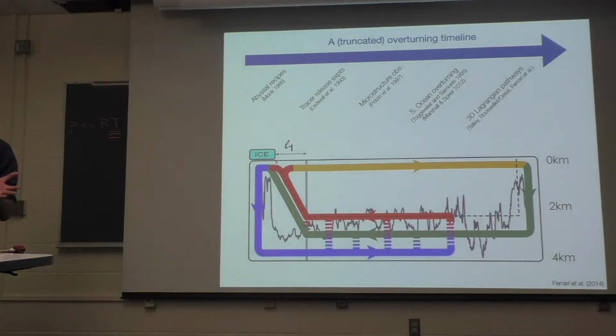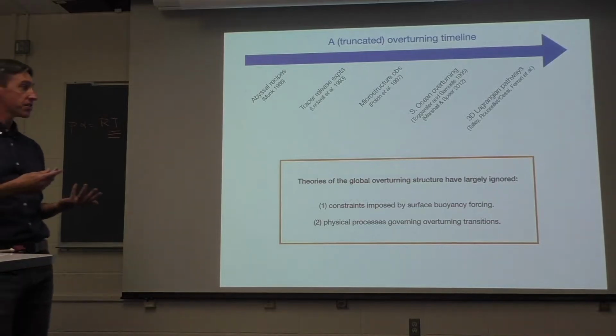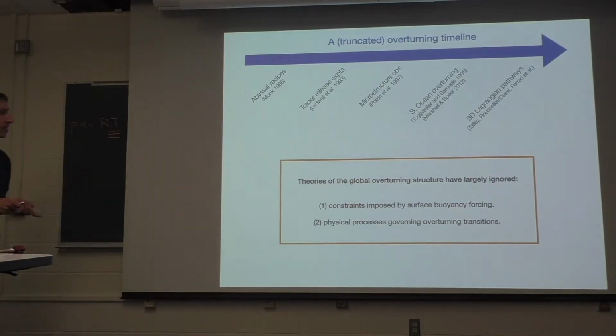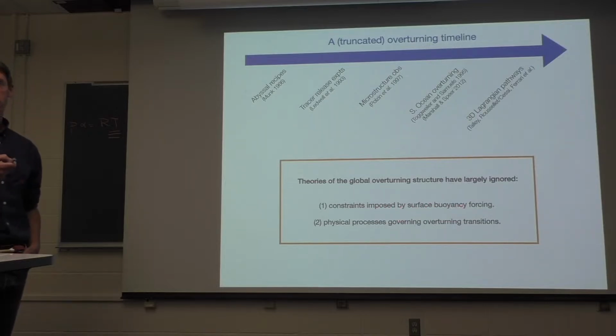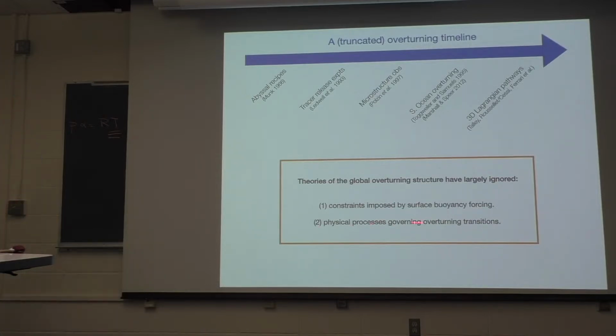Okay, so this is, I think, where we are in terms of our understanding of the overturning. And I just want to point out two things that the theories of the global overturning have really ignored. First of all, as I tried to point out, it's really been focused on the mixing in the ocean. How has buoyancy been mixed from the surface into the interior? And very little attention has been paid to thinking about just the magnitude of the surface buoyancy forcing in the heating, especially at the low latitudes. And that's the first thing I'll address. And then the second is thinking about these physical processes that govern overturning transitions, and that'll be the second part of the talk.